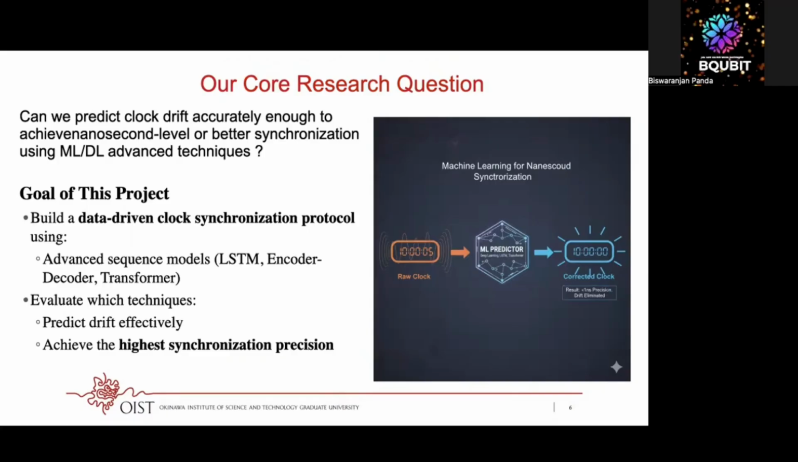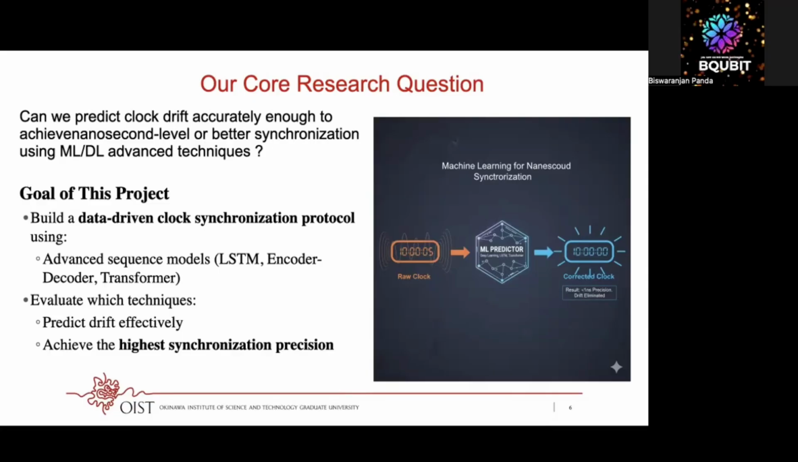So our core research problem here is: can we predict clock drift accurately enough to achieve nanosecond-level or better synchronization using machine learning, deep learning, and advanced techniques? So our core problem relies on this problem statement. Our core project, basically, relies on this problem statement.